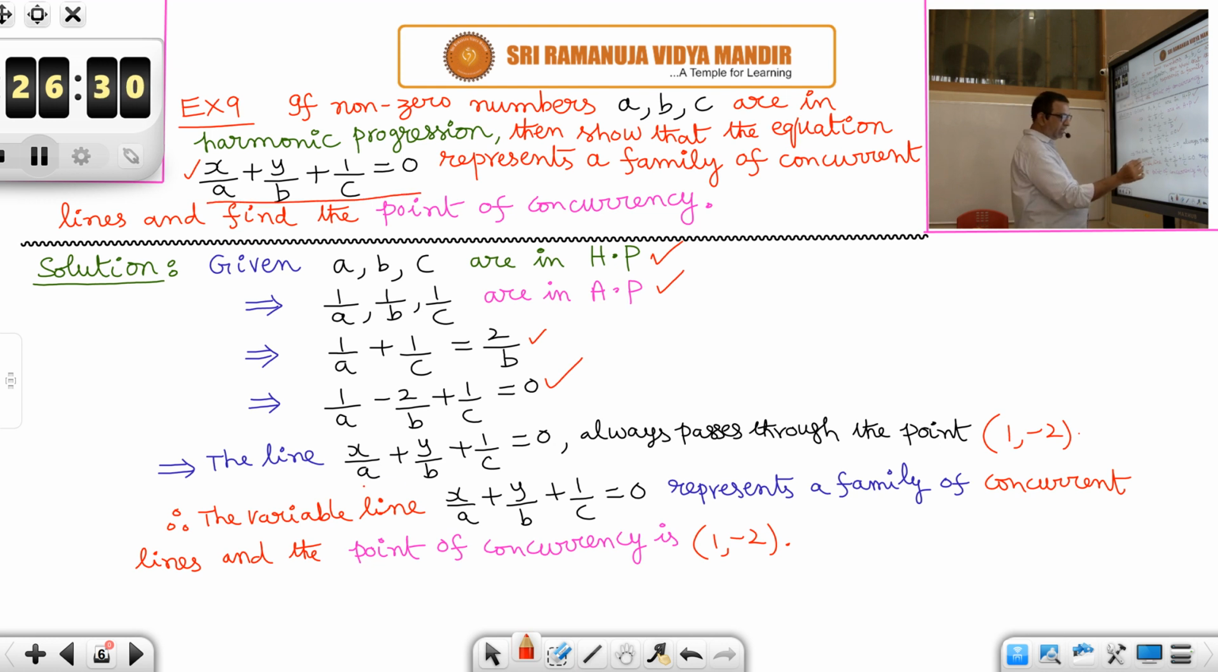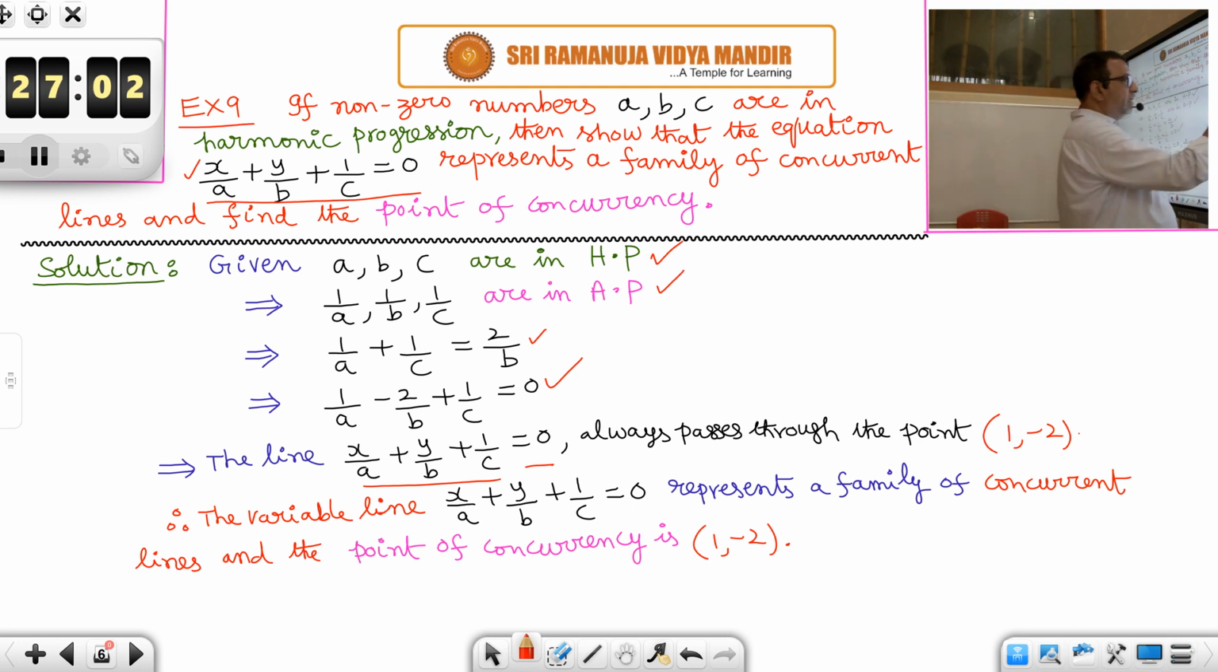Below this condition you write this equation of the straight line: X by A plus Y by B plus 1 by C is equal to 0. This equation is also not the equation of a single straight line. It is the equation of a family of lines, several lines. Because for A, B, C you can take any 3 numbers, but they should be in HP only, that's all. You can take any 3 numbers in AP, take the reciprocals, and give those values to A, B, C, then they will be in HP only, no?